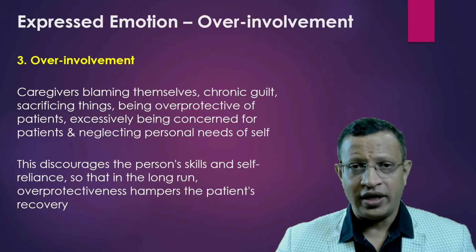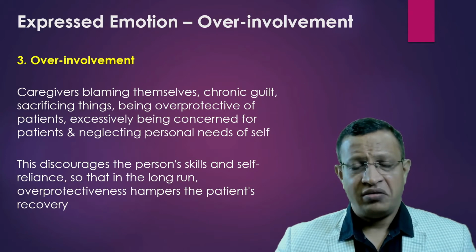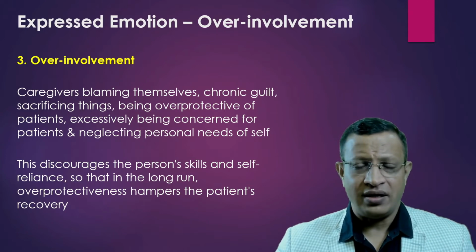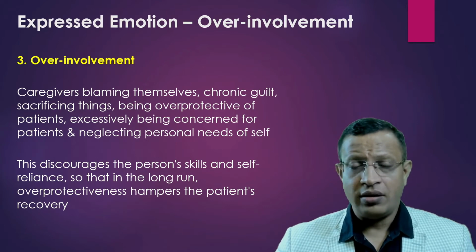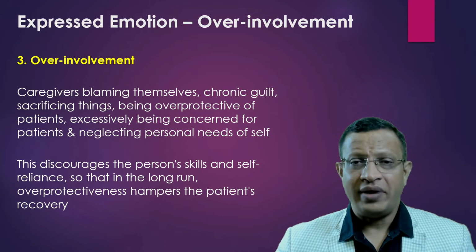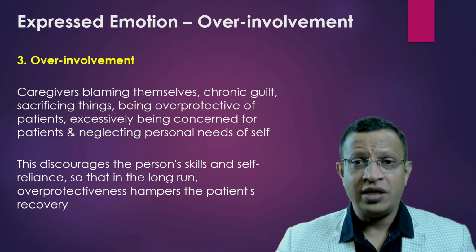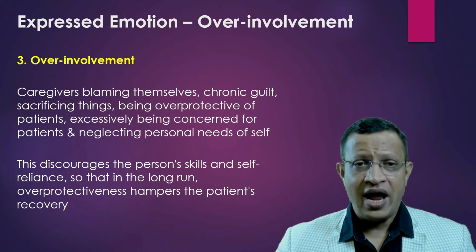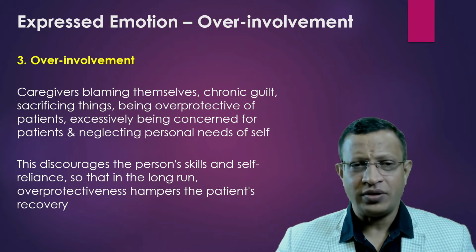The third one is over-involvement. Here, the caregivers blame themselves for having a person with mental illness. They feel they have contributed to their son, brother or sister having mental illness. They have a chronic guilt, so they start sacrificing things. They become overprotective towards the patient, sometimes excessively concerned for the patient, and neglect the personal needs of the caregiver. That means they will stop going to work. They dedicate their life to taking care of persons with mental illness.